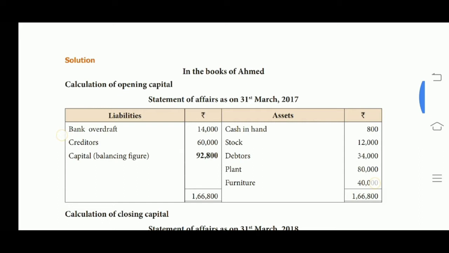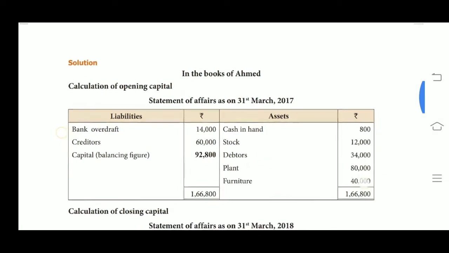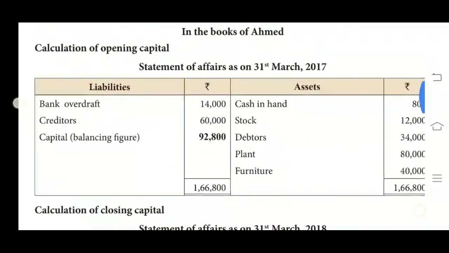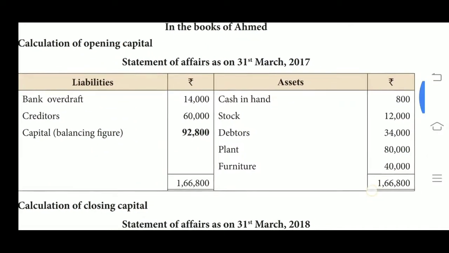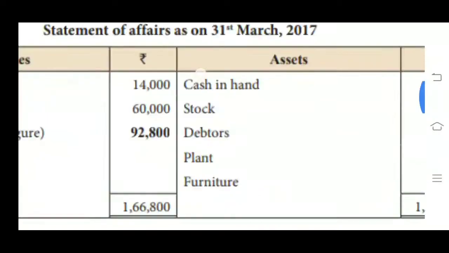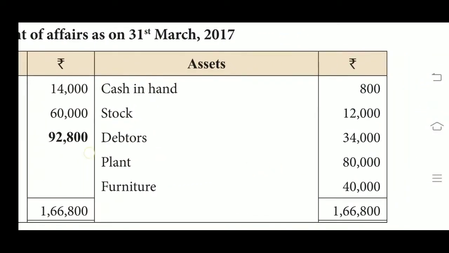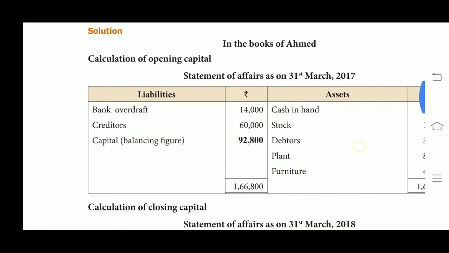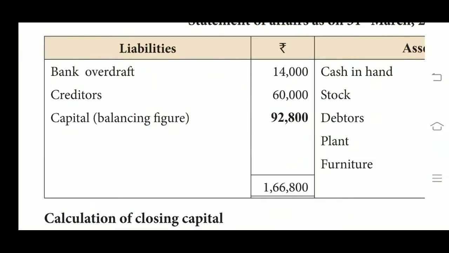Calculation of opening capital is the first step. So statement of affairs as on 31st March 2017. First we take the asset side value. Cash in hand 800, stock 12,000, debtors 34,000, plant 80,000, furniture 40,000. On the left hand side, enter the liabilities value. Bank overdraft 14,000, creditors 60,000.